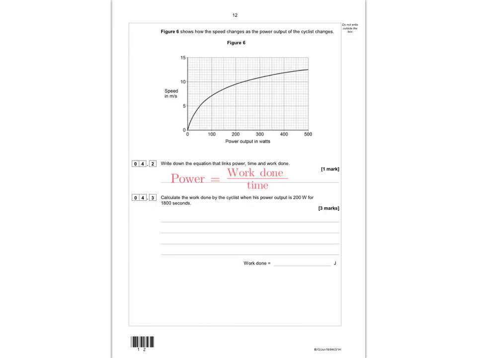In question 4.3 it says calculate the work done by a cyclist when his output is 200 watts for 1,800 seconds. So we need to rearrange this equation to get work done, and then we're going to substitute these values in. So you can see that we're rearranging the equation, we get work done is power times time. So then we do 200 times 1,800 seconds, and that will give us the answer to the question.